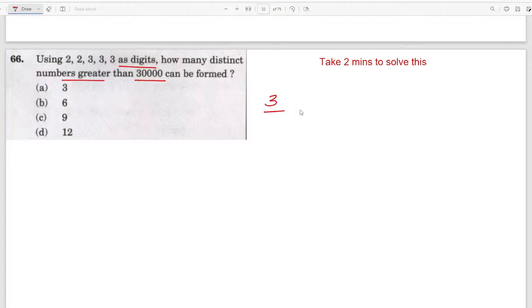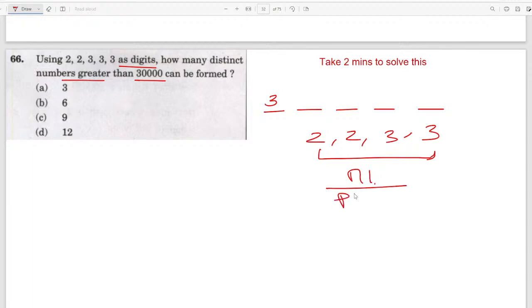And then you have 4 digits left, 1, 2, 3, 4. The remaining digits you have are 2, 2, 3, 3. So using these 4 digits, we have to find out how many unique numbers are possible. The number of unique arrangements when there are similar digits would be n factorial divided by p factorial into q factorial. N factorial here is 4. There are 2 2's of one kind, 2 factorial. There are 2 3's, so 2 factorial.